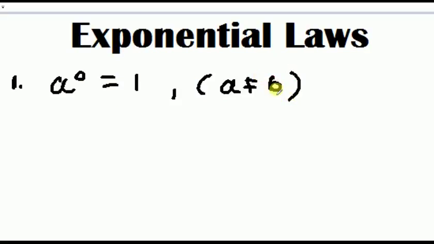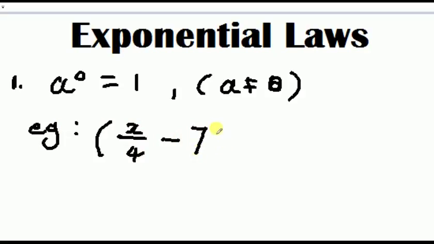Sorry, this looks like a 6, it's 0. So to remember this law, you just need to say that anything to the power 0 is equal to 1. So an example will be (x over 4 minus 7) all to the power 0 is equal to 1.